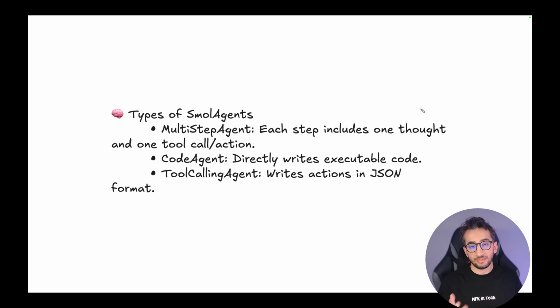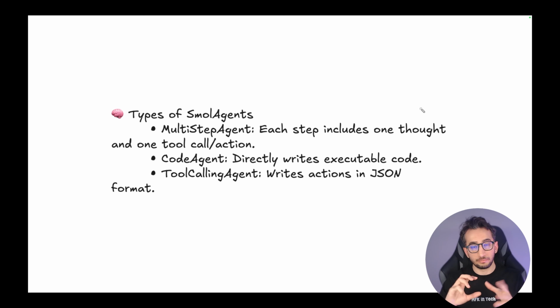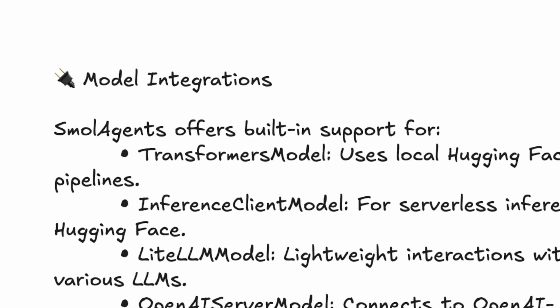We have more than one type of Smol Agents, and one is the multi-step agent, where each step includes one thought and one tool call action. If you have more than one step agent, we can have a manager agent. The manager agent has a lot of different agents and tools, and it coordinates the other ones. We will have a code example about that as well. We have a code agent that directly writes executable code, and we have a tool calling agent. It's just writing the action in JSON format. It's plain text.